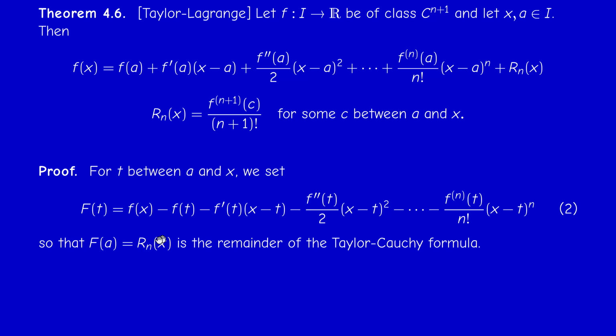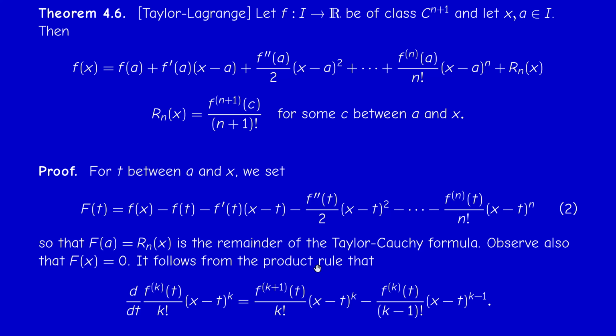Okay, and my target is to prove that the remainder, or just f of a, is precisely of this form. Now, also observe that when you put t equal x, this is 0, because this is f of x minus f of x, and then x minus x, x minus x, x minus x. So f of x is also 0. We shall use this later.